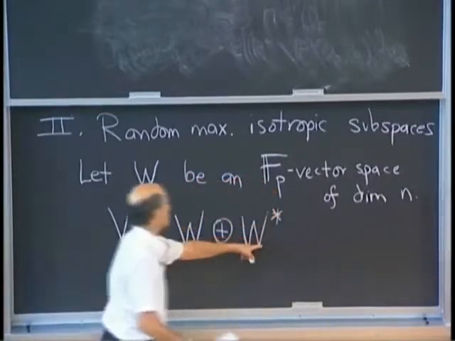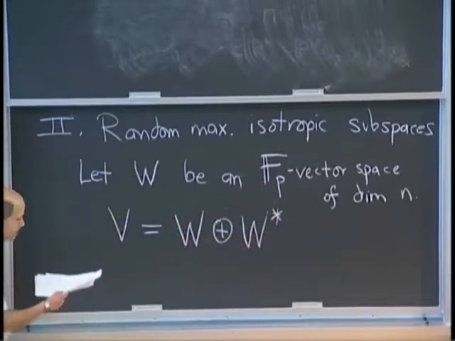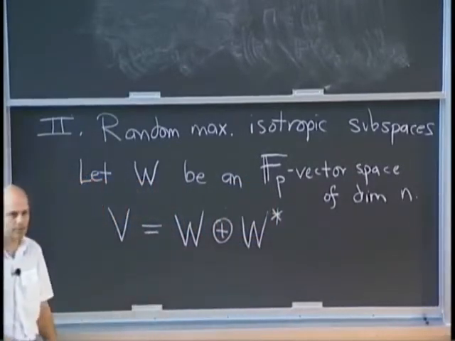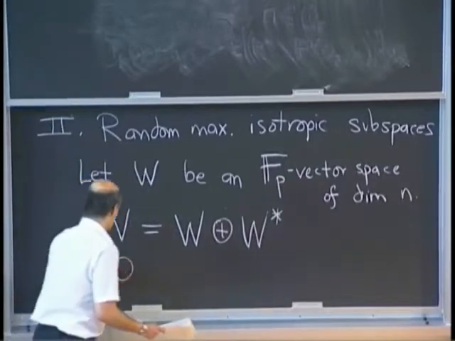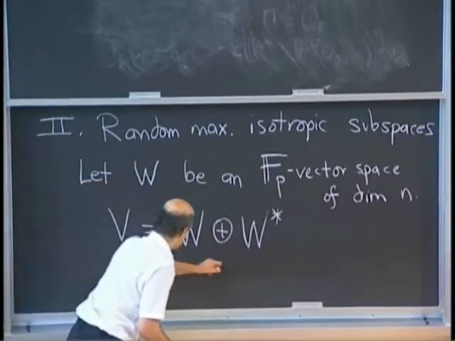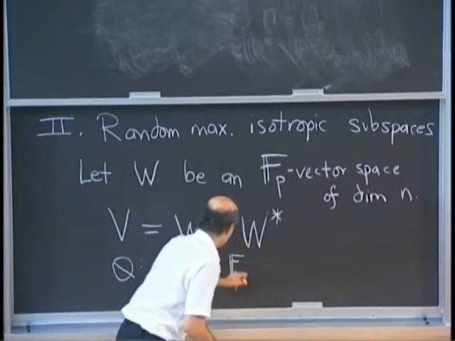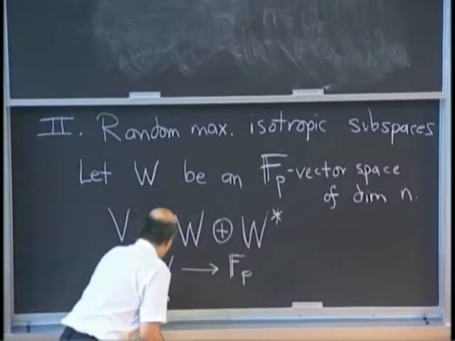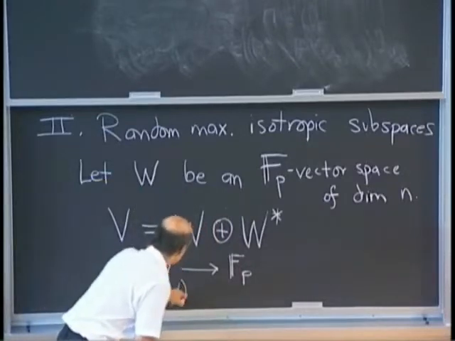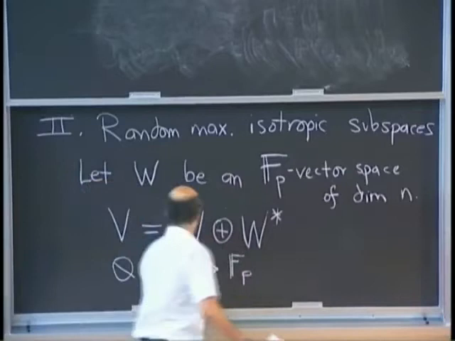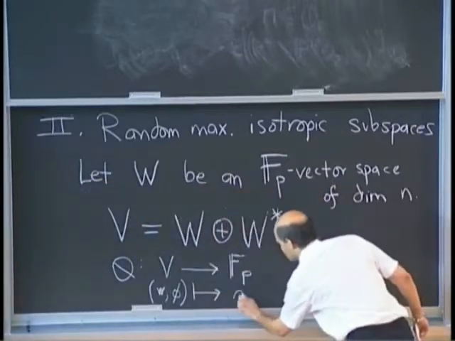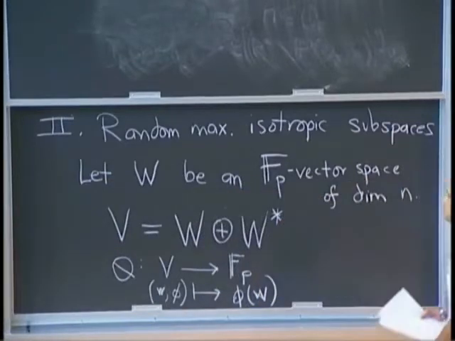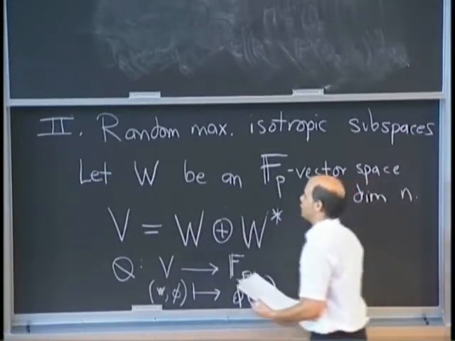Okay, so I take V to be W direct sum its Fp dual, so that's a 2n dimensional vector space. And then I can put a quadratic form on this vector space. It's a map that takes a pair (w, phi), where w is an element of W and phi is a linear functional on W, and just evaluates phi on w.